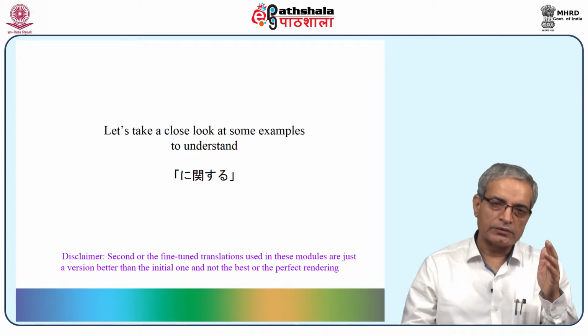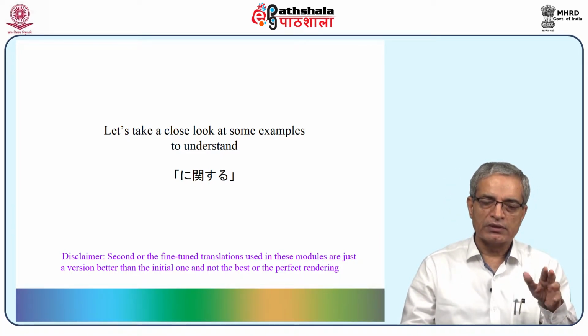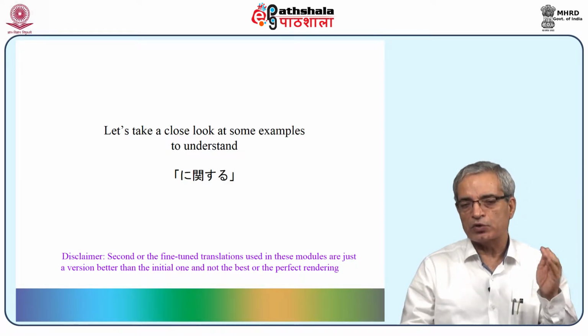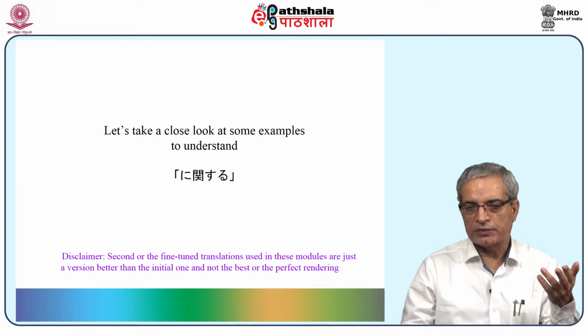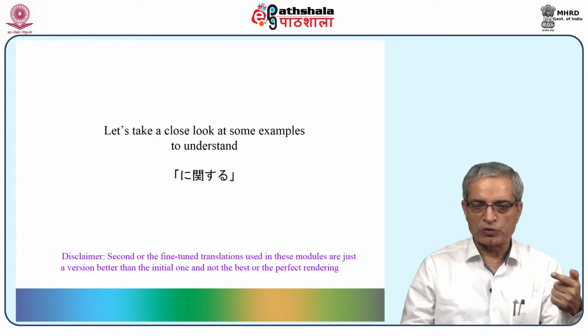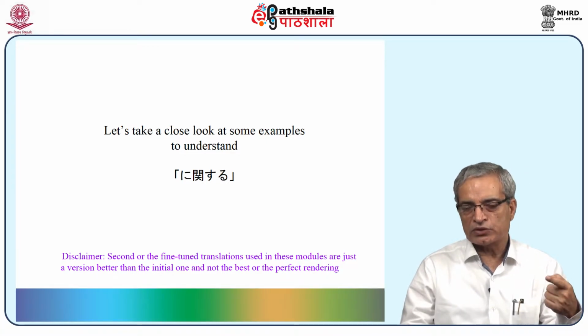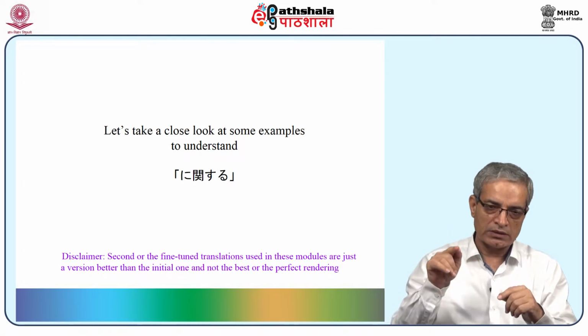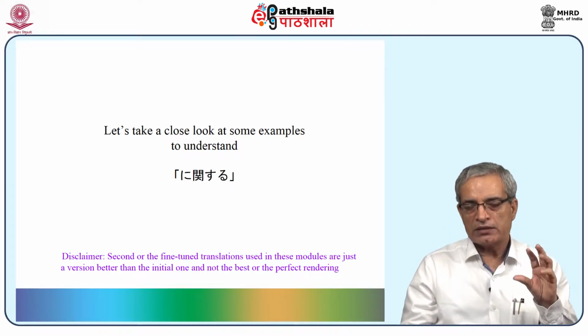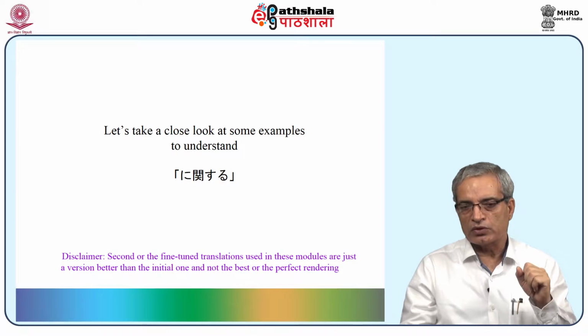The disclaimer here again is that the translation given as the final translation, or the second translation, is not the ultimate translation. It is just an improvement over the previous translation. There is no end to improvement, of course, but the final translation given here certainly requires some more improvement. The final improvement is not shown here deliberately because the difference between the two, that is the initial translation and the second translation, as shown in this particular module, is required to be shown to build up the relationship between the two, the initial and the final, to come to some learning.